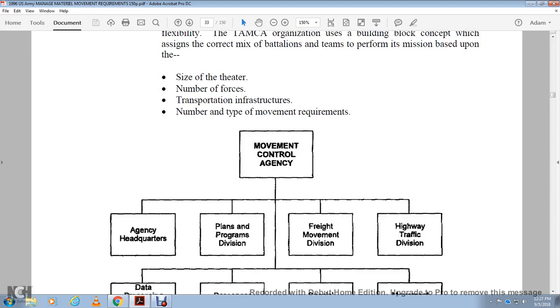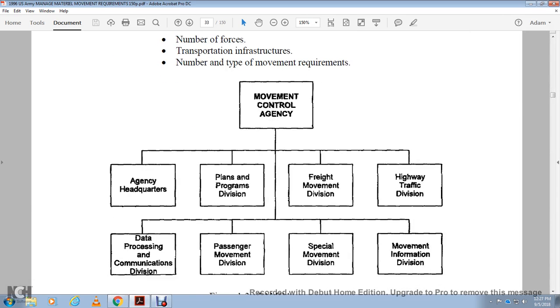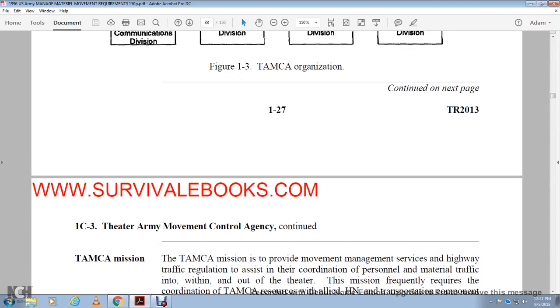Movement control breaks into force agency headquarters, plans and programs division, freight and movement division, and highway traffic division. It also breaks into another four: data processing communication division, passenger movement division, special movement division, and movement information division.